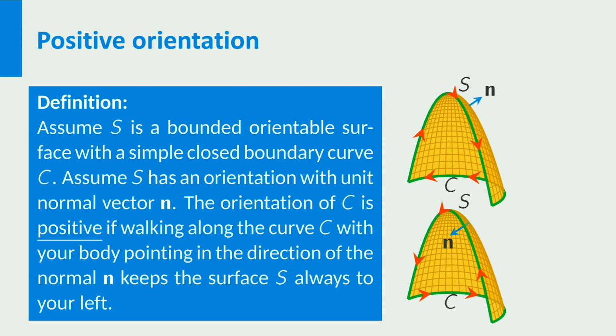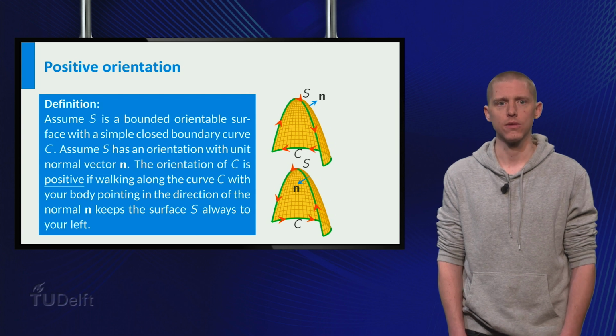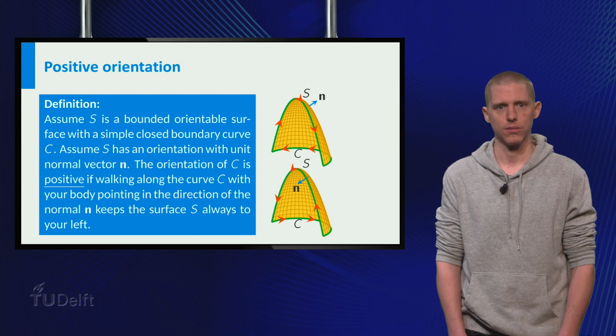The orientation of C is positive if walking along the curve C with your body pointing in the direction of the normal n keeps the surface S always to your left. Note that if you change the orientation of the surface, also the induced orientation of the curve can change. This definition we can use for a variety of bounded oriented surfaces and their boundary curves.